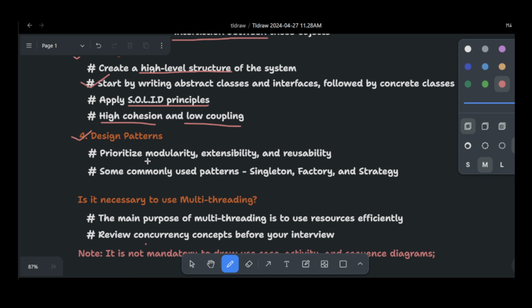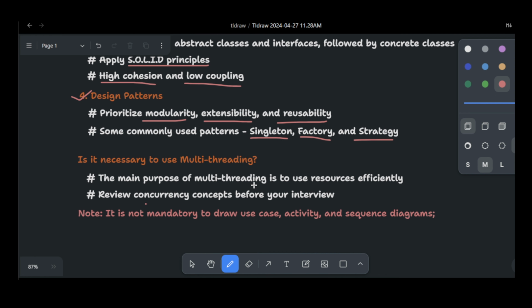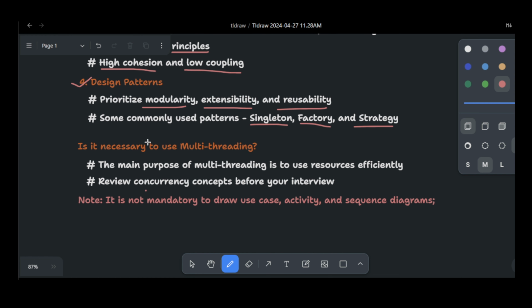When applying design patterns, consider the problem you are solving and choose patterns that fit the situation. Remember, you have limited time to code the solution, so prioritize modularity, extensibility, and reusability. Some commonly used patterns include singleton, factory, and strategy. You don't need to memorize the code for these patterns. Instead, focus on understanding their structure and the problems they solve. This will make it easier to apply them effectively to the problem at hand.